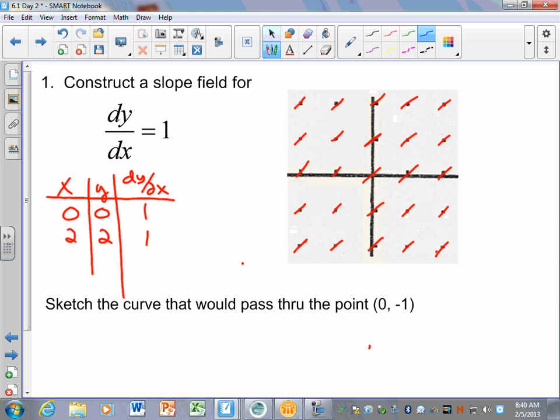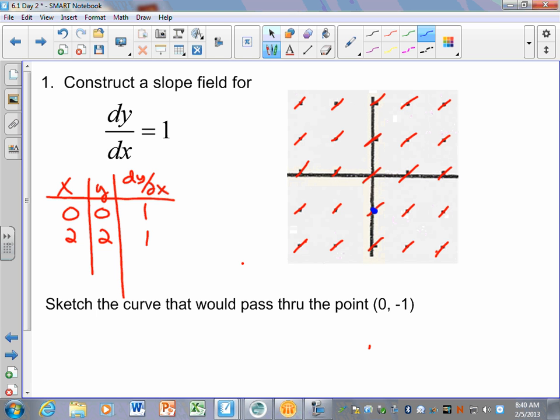Okay, what is the point of this? Well, now we can sketch in a curve if they give us a point. Just like we can take the integral and we can give an exact equation if they give us a point. It says sketch the curve that would pass through the point (0, -1). So go to that point on your graph, (0, -1). You agree that would be the point like this?